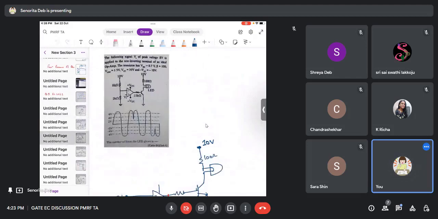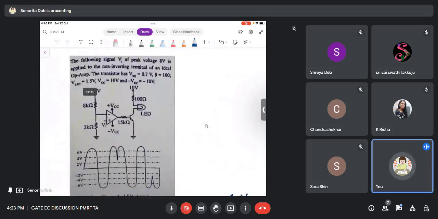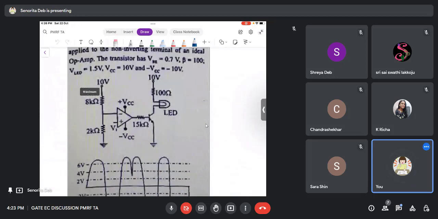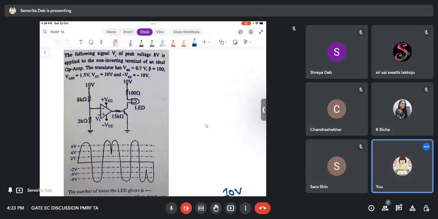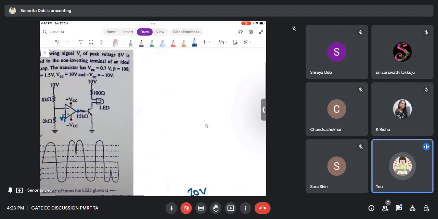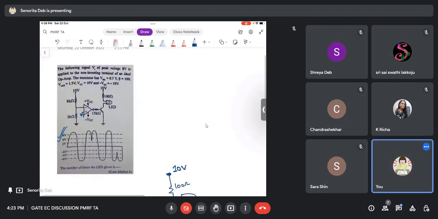Yes, so this is a complicated looking question, but it is rather very simple, I would say. What was asked in the question is that they have given one signal, this Vi input here, and they're asking how many times this LED will glow. What they have done is they have used a BJT and an op-amp to control the base of the BJT. You can see the base of the BJT here. Let me redraw this because it's not very clearly visible.